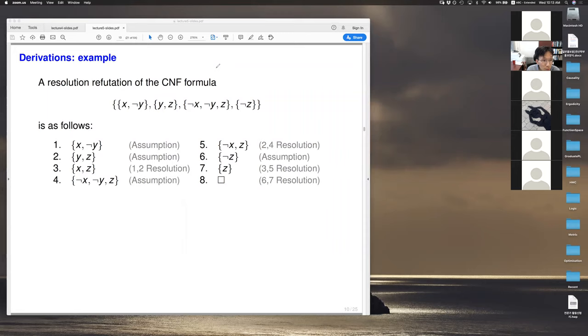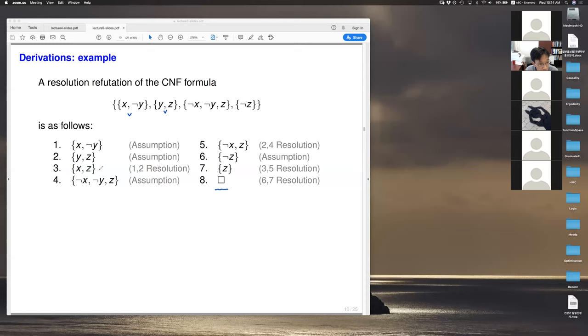So we have this CNF formula, then the proof or derivation in the resolution proof system is a sequence of clauses. And because it's a refutation, the last guy has to be box. So that also is true. And the other thing we have to make sure is that each step is either an assumption or an application of this resolution proof step. So the first one, X and negation of Y, that's an assumption. It's coming from here. So that's okay. Y negation of Z, that's also coming from the assumption.